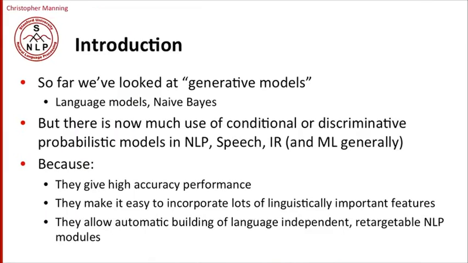So far we've been looking at generative models. In particular, we've looked at language models and naive Bayes models. But in addition to these kind of generative models, there's now much use of conditional discriminative models in natural language processing, and also in related fields like speech and information retrieval or machine learning more generally. And that's for a couple of good reasons. These models tend to have very high accuracy performance, and also they're linguistically interesting because they make it easy to include lots of linguistically important features. And hence they easily allow the building of language-independent, retargetable NLP systems.